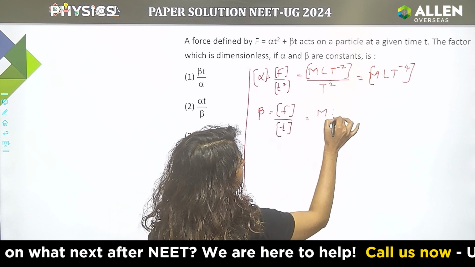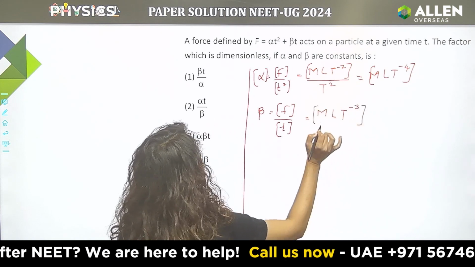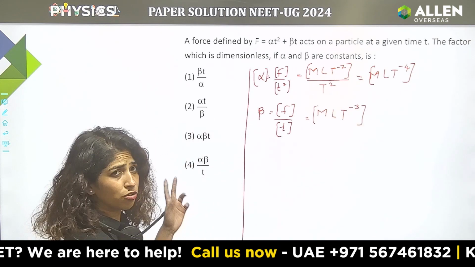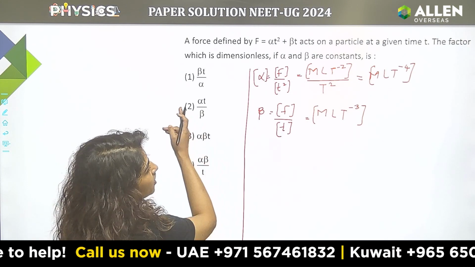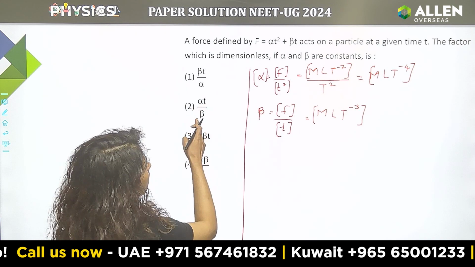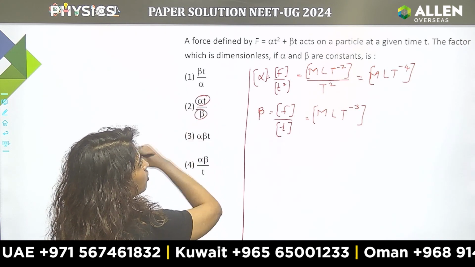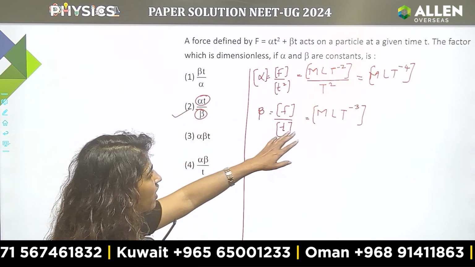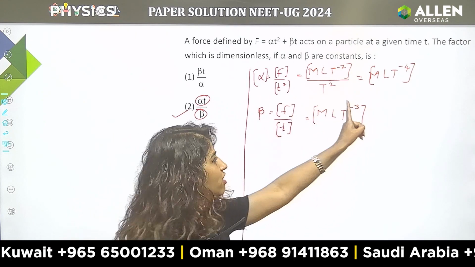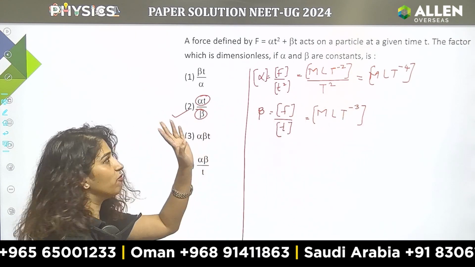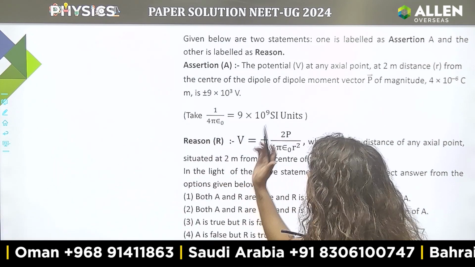So MLT^-3 would be its dimension. So you have to substitute and check where the dimension matches. I can see that alpha into t will make it beta, so the dimension of this will be the same as the dimension of this, so option 2. See, alpha I can see is T^-4, and into t will make T^-3, which is the dimension of beta. So both of them will have the same dimension. Option 2 is correct. Okay, moving on to the next question.